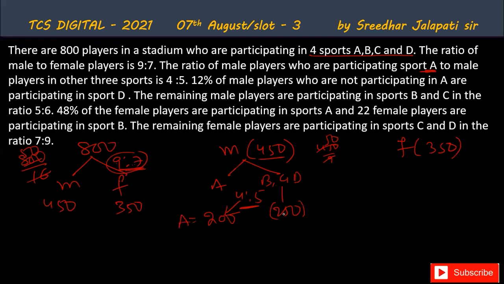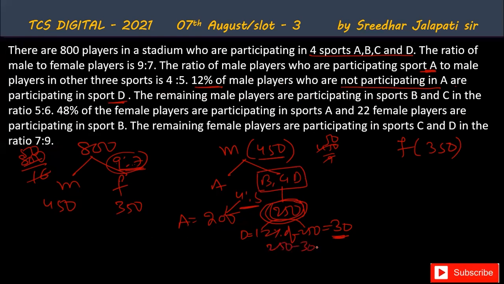This is sports A. Next, 12% of the male players who are not participating in A are these. 12% of this, 12% of 250, that is 30. Directly you can calculate, because 12 into 25, 300, that 0 and this 0 get cancelled. So you will get it as 30. These 30 are playing sport D. So out of 250 who are playing B, C, D together, 30 are playing D. Then how many are playing B and C together? Remaining 250 minus 30, which is 220.